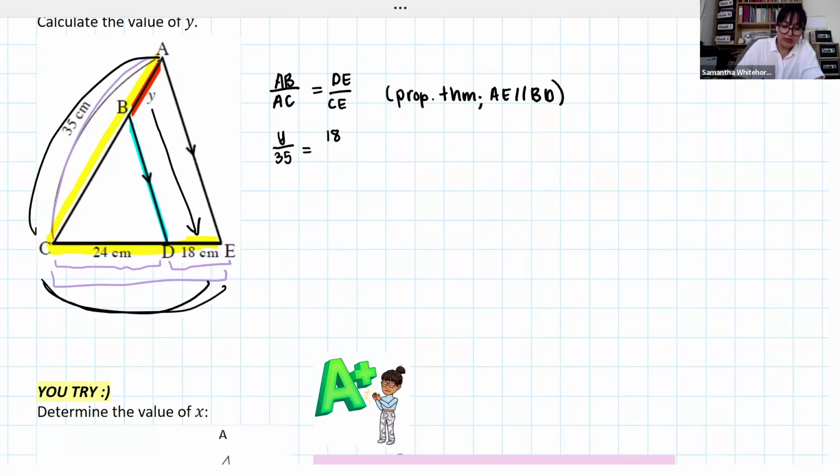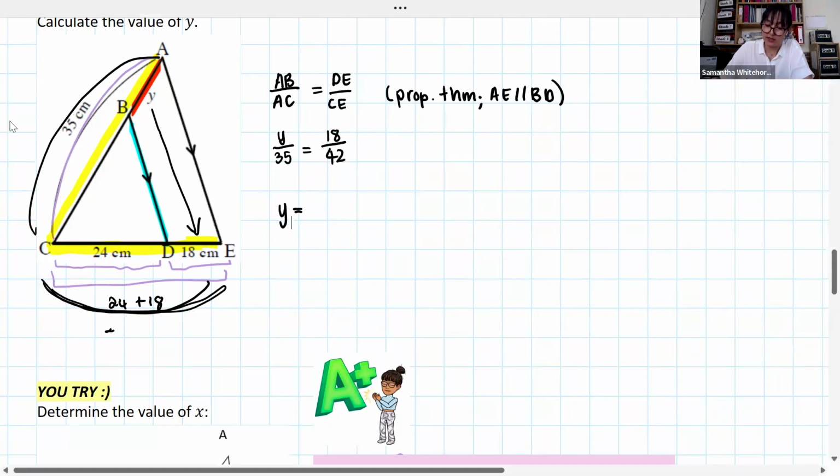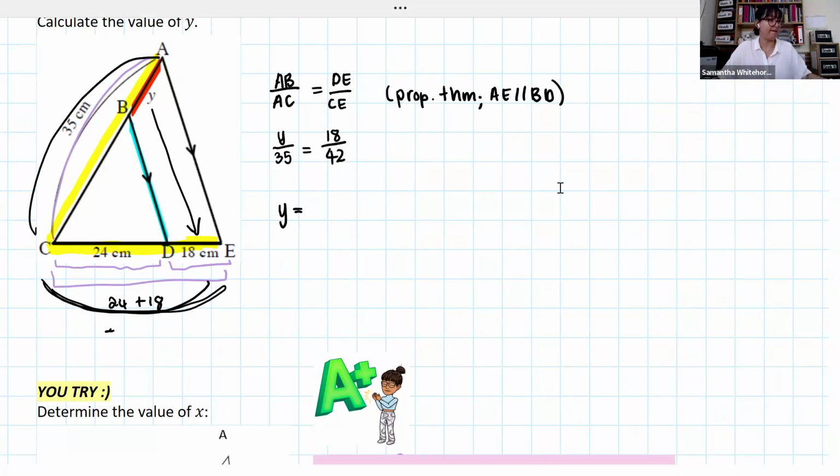And remember I said to you this length CE is just found by saying 24 plus 18. You've got the two line segments, just add them together. So that is going to give you 42. And just correct my maths if you don't agree with me. I did that quickly in my head. Anything's possible. Okay, so we get it over 42, and now we solve for y. So I'll give you 30 seconds, and then hopefully someone can tell me what y is equal to. Put it in the chat. You're also welcome to just unmute yourself.